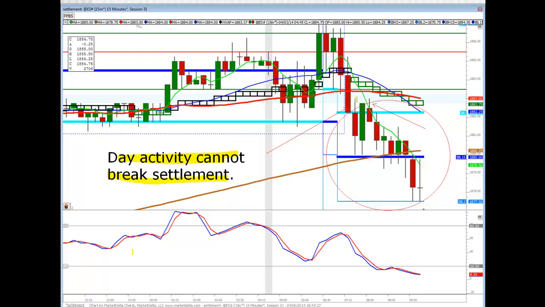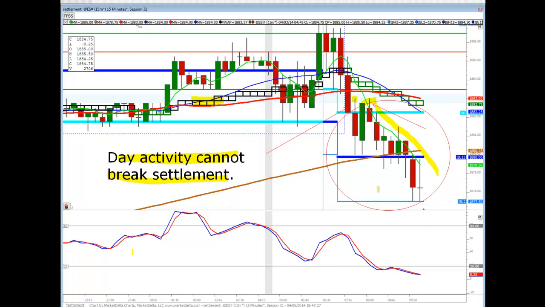We tried to come back up here into it, resistance. We tried here, couldn't get through it. Another wick here, we tried to get into it and we dropped, and we continued dropping. Now notice how settlement from the prior day, the overnight activity and the overnight development influenced what happened during the day. This is why it really behooves us to study the overnight session and take a look at what happened in the overnight session, and also to track that relative to the settlement from the prior day.